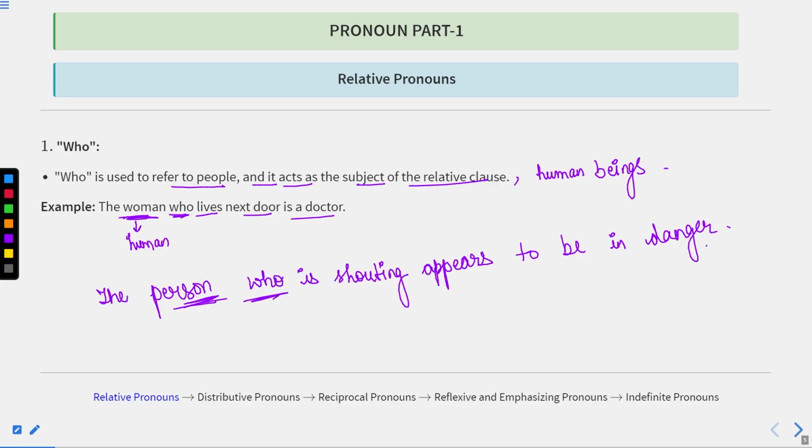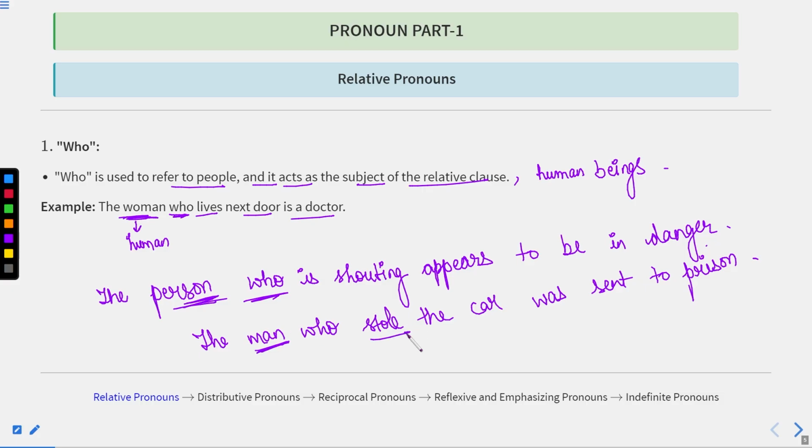The man who stole the car was sent to prison. Now, if you see the sentence very carefully, you will find that we are talking about the man who stole the car. Now, who stole the car? Stole is a verb, and this verb, this action, is done by the man.